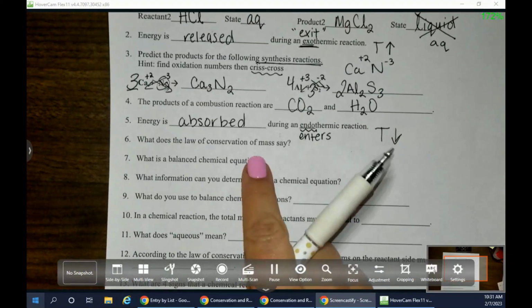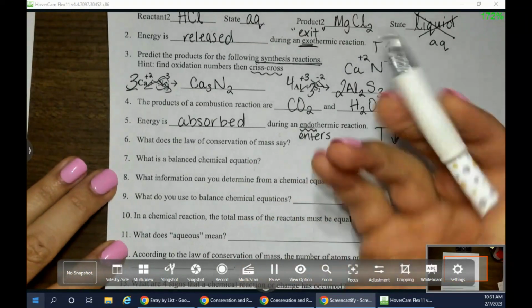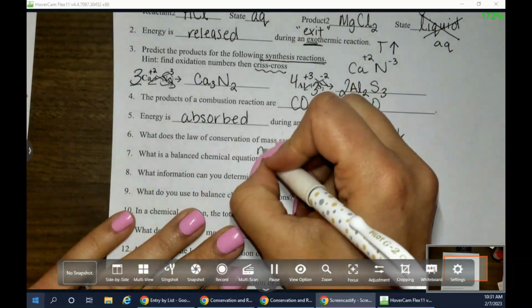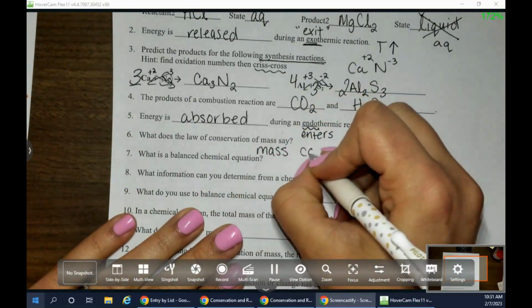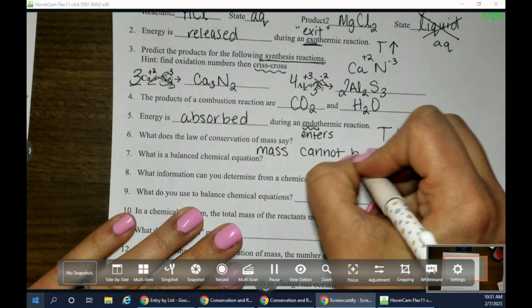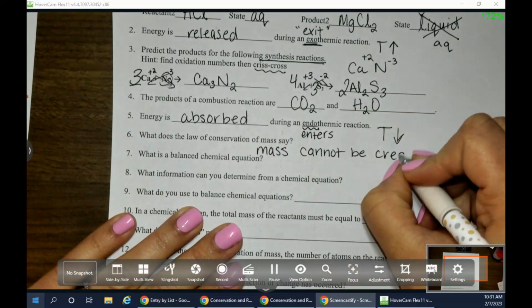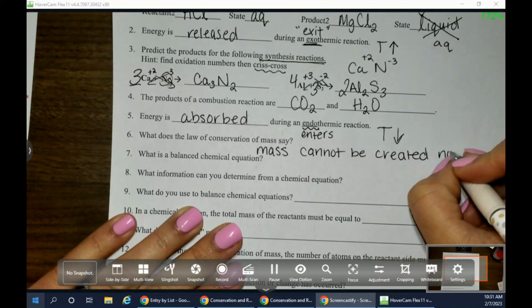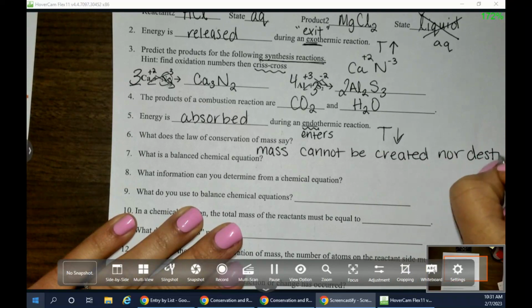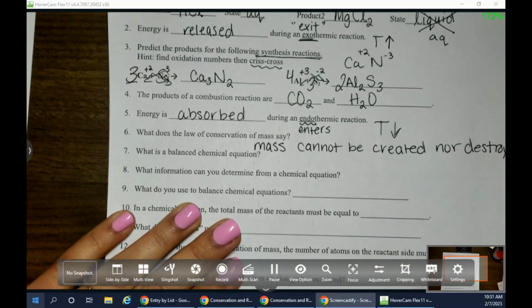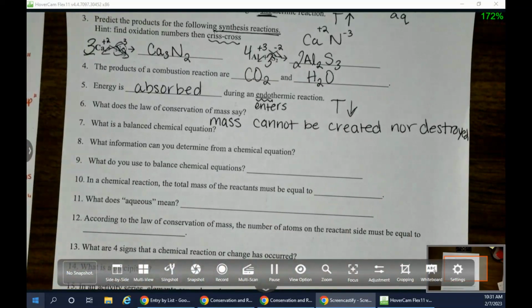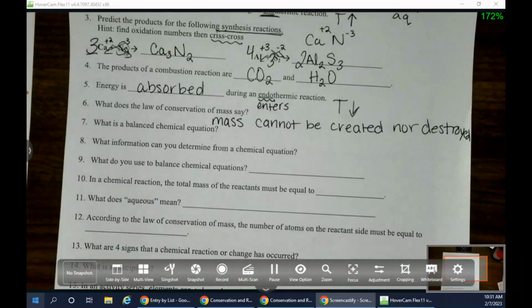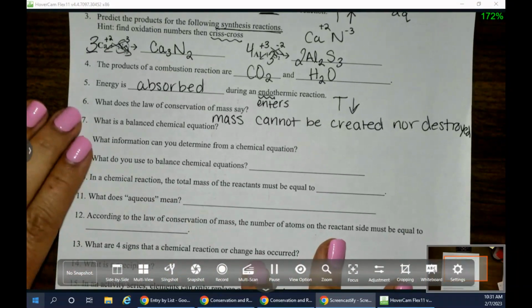Okay, the next one. What does the law of conservation of mass say? Mass cannot be created nor destroyed. We're going to answer that question about 2 more times, just so you know. It's kind of the same thing, it's just worded differently.